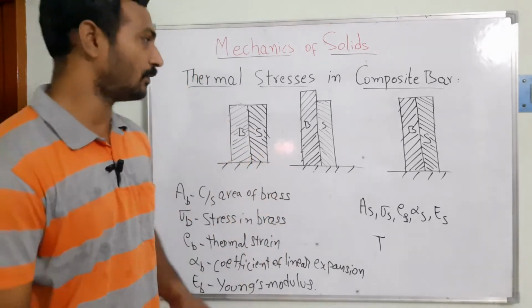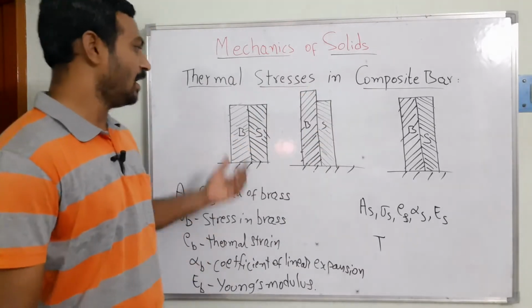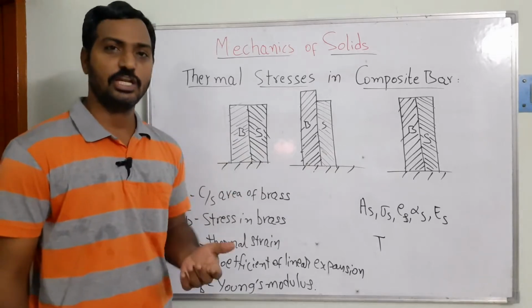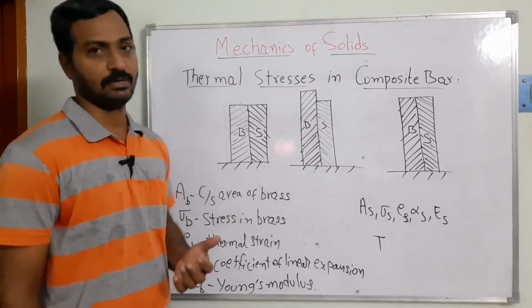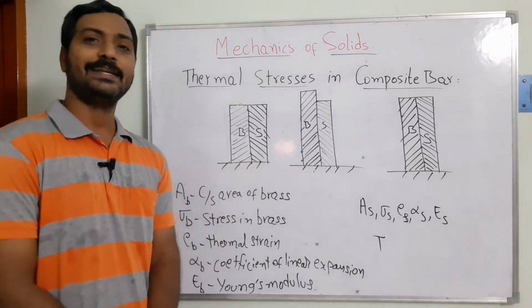So here is the example for that: thermal stresses in a composite bar. There we can see I have taken two materials. One is S, which belongs to steel, a ductile material, and B is the brass material, which is also a ductile material. There we can see I have given them different hatching. Now it is at room temperature.